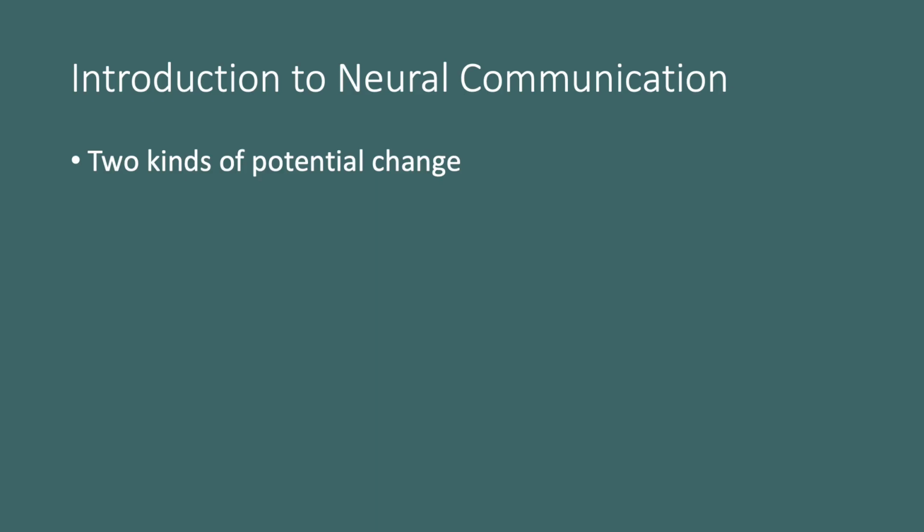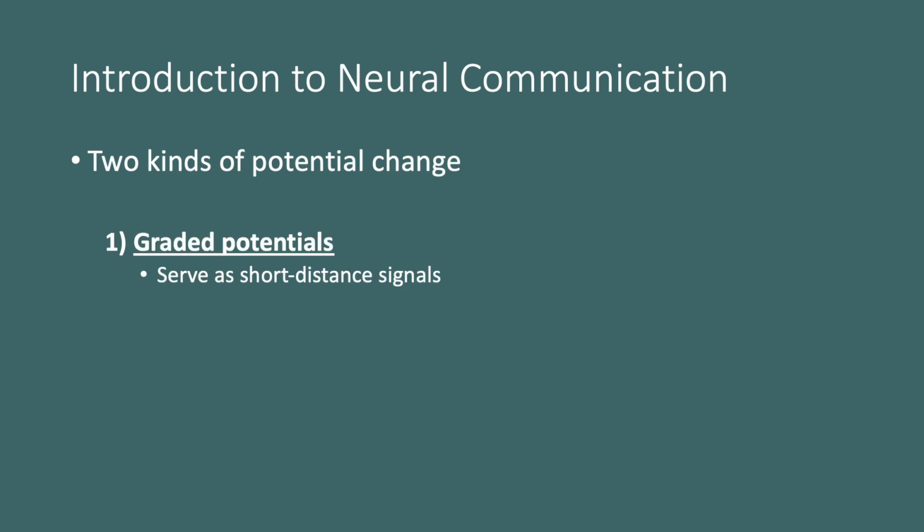Now, I want to back up here a second and just talk about the two kinds of potential changes we can see within a neuron. The area we're going to focus on today is the receptive segment, where we'll be talking about developing graded potentials. These graded potentials are just short distance signals that move through the soma of the neuron. It's a small current, and it diminishes over distance, right?